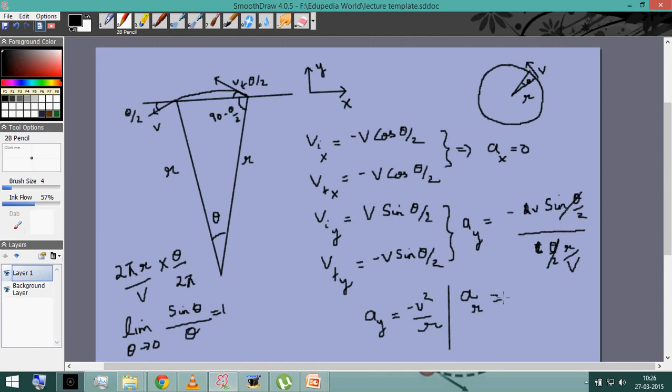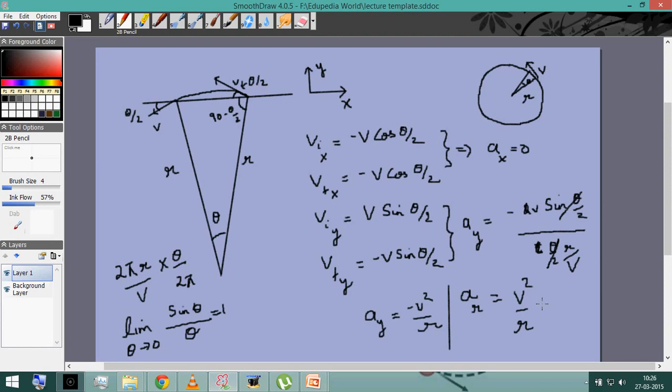Minus is just to denote the direction because we took the upwards direction to be positive. Ignoring the minus, we could write it in a better way as the acceleration. I'm going to write it with subscript r to refer to it as the radial acceleration. The other acceleration is tangential, which we'll see in a moment. So acceleration radial, the magnitude is v square by r, and it points towards the center. We can see that the negative y direction is towards the center.